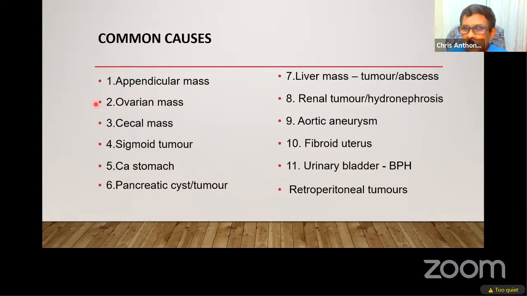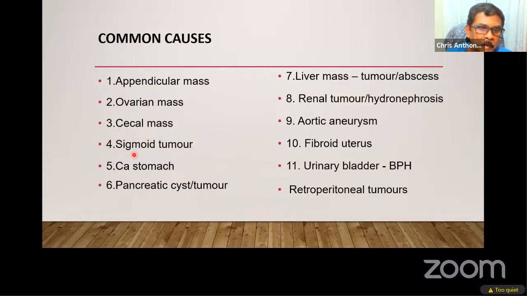Next, we have ovarian mass, which is also very common. In female patients, you have to think of an ovarian mass: ovarian cyst, ovarian carcinoma, twisted ovarian cysts. These are very important. Then, cecal mass, carcinoma of the cecum, commonly presents as a vague mass in the right iliac fossa region. So in these patients, you have to look for bowel habit changes, anemia, loss of weight, and especially passing of blood-stained or melenic stools. Cecal carcinomas.